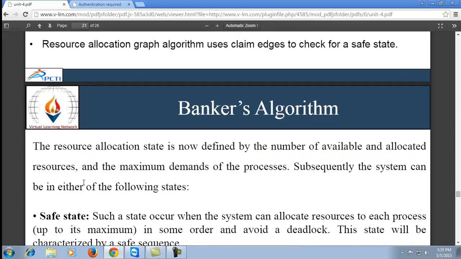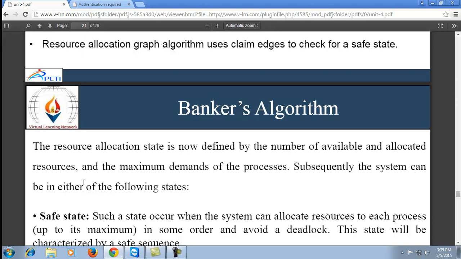The resource allocation graph algorithm uses claim edges to check for a safe state. If we are in a safe state, then we are going to allocate resources to the number of processes. If any allocation may cause a deadlock state and may allow us to enter into deadlock if we allocate that particular resource, then we are not going to allocate that resource at that time.